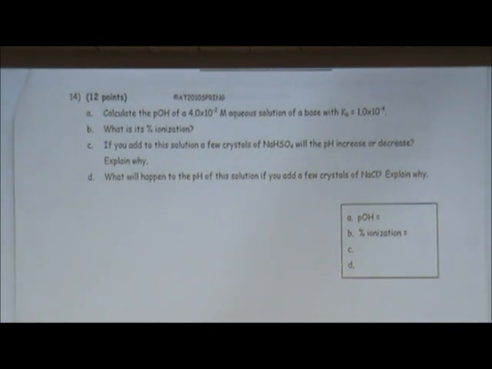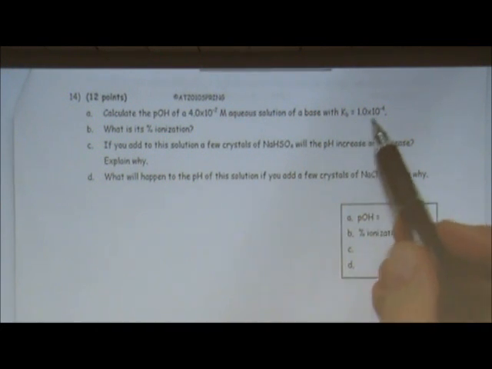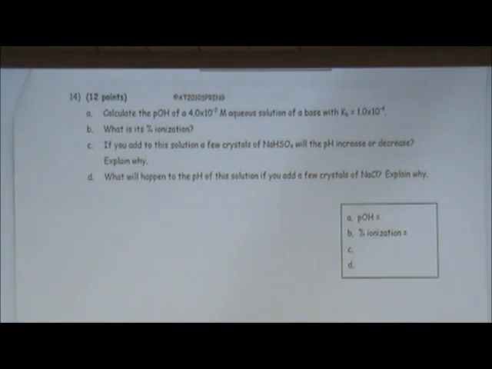So this problem is going to calculate the pOH of an aqueous solution of a base. We will know the concentration and we know the Kb of the base. That means it's a weak base. If you have an equilibrium constant, it's a weak base.